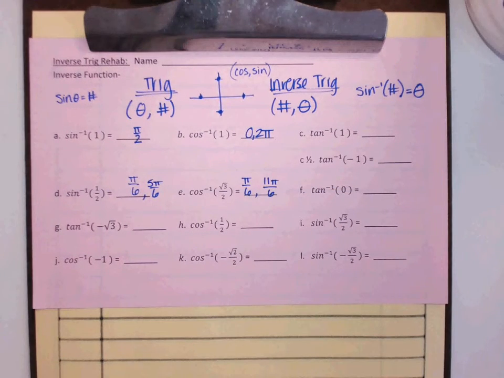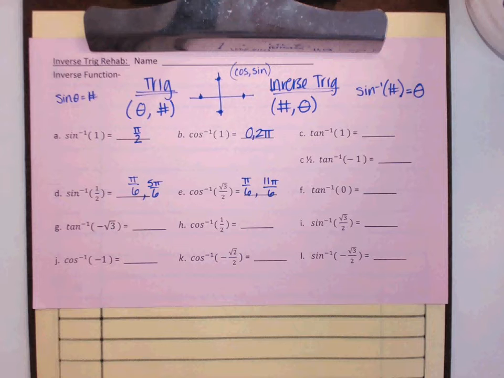I have a question. Yes. So let's say B, right? Sine, right? We got pi over 6. Then we got 5 over 6 because it's halves.